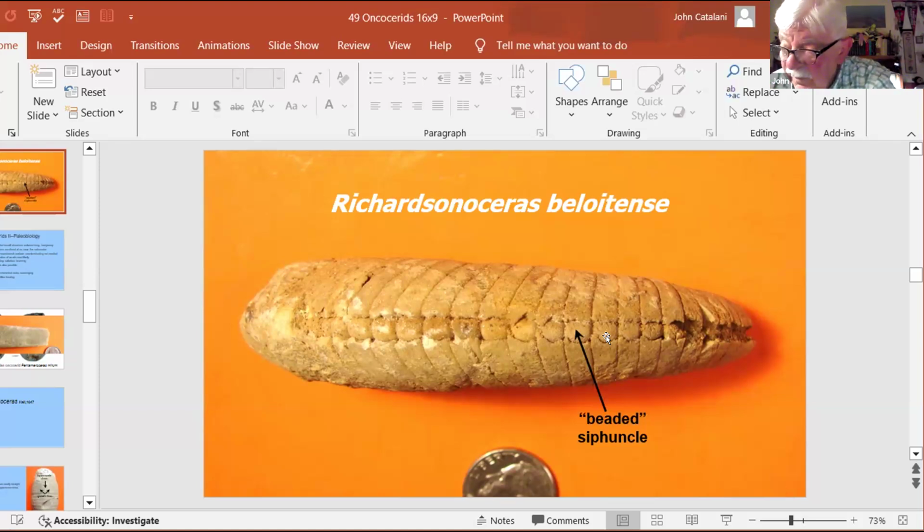Coiled, truncated ones, the new one, oncocerids by the bagful. So it was a good quarry.